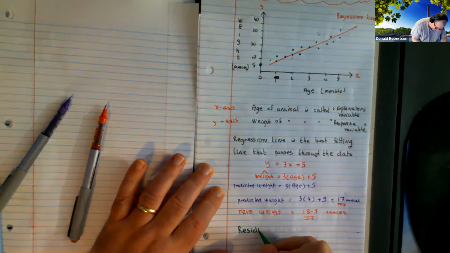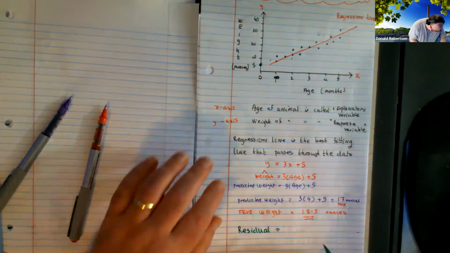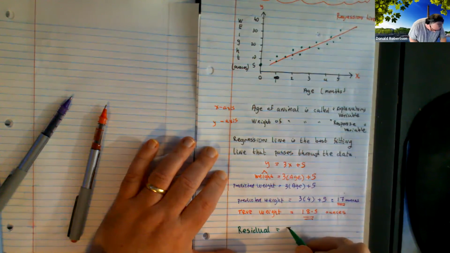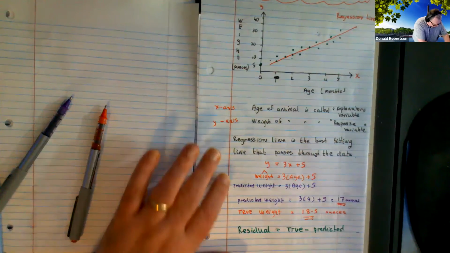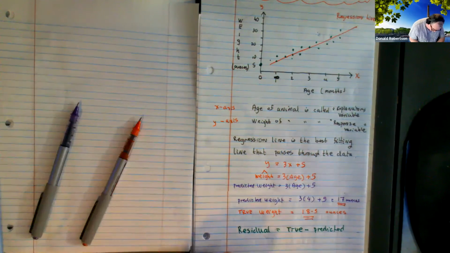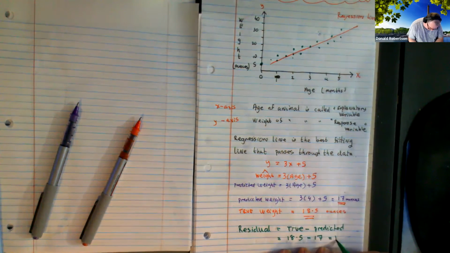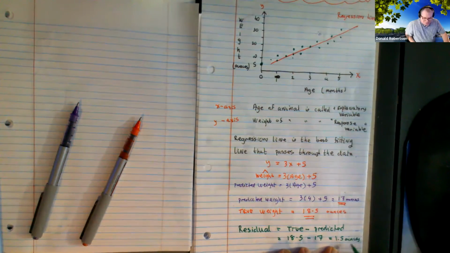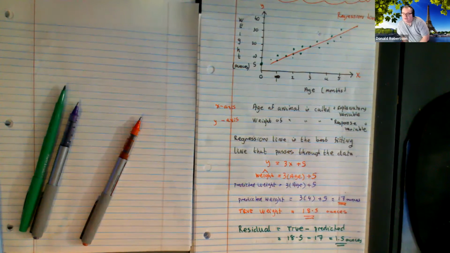So the residual is the difference between the true weight, take away the predicted weight. So in this particular example, the true weight was 18.5, predicted weight was 17, so the residual is 1.5 ounces. You can think of residual as the error, is it not, how much we were out in our prediction?